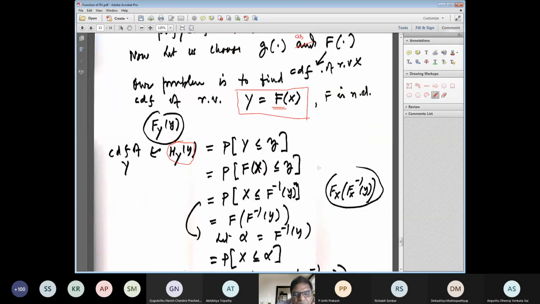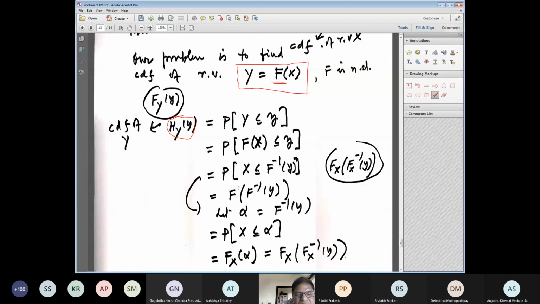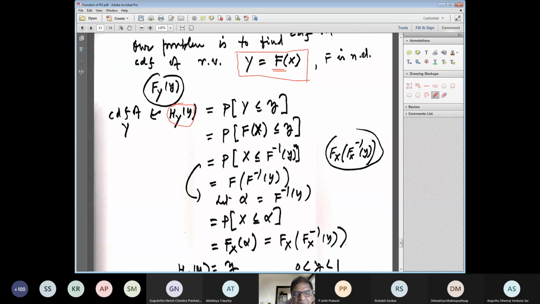This is not. So I will substitute this at f x of f inverse y. Basically, the meaning of this, if you see what I am writing, this is the CDF of x. So F_X of F inverse y. Also F is the CDF of x, so F_X of F inverse y. So instead of this, we have simply written F inverse y.